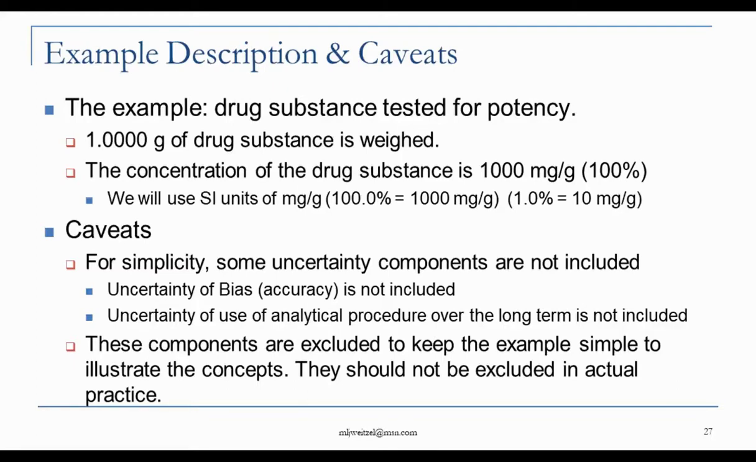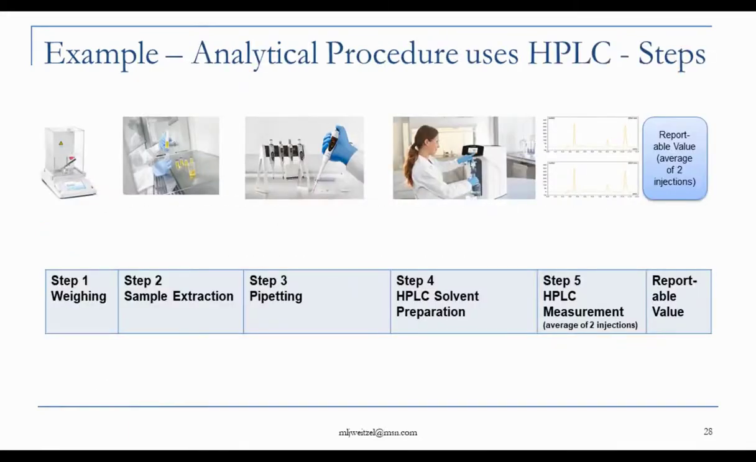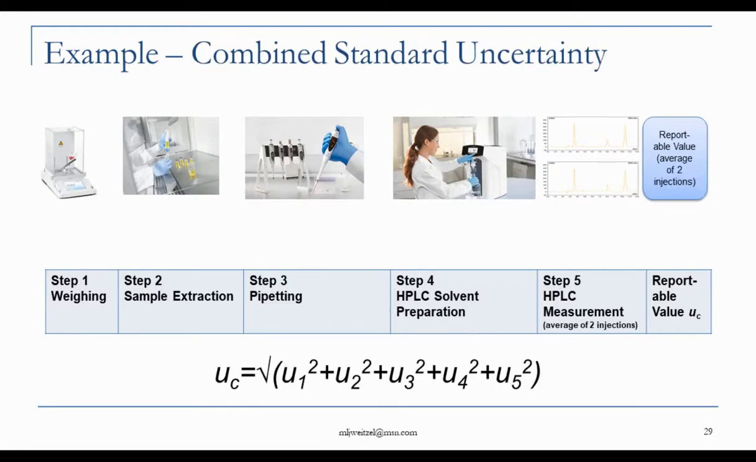Now, caveats for simplicity, I'm not including some uncertainty components, just for simplicity, uncertainty of the bias or long term. In a full, proper evaluation, those should be included. So here's our method that we're using for example. And it has the 5 steps: weighing, extraction, pipetting, solvent preparation, and the HPLC measurement. And notice here, there's 2 injections, so there's 2 chromatograms. And the reportable value is the average of those 2 injections. That's our method.